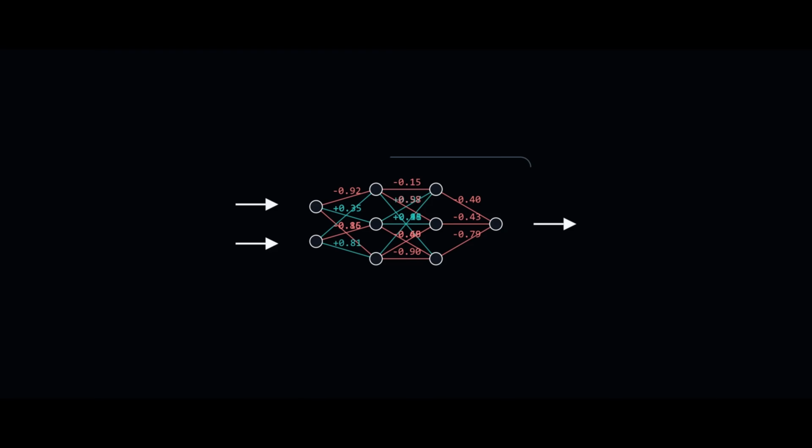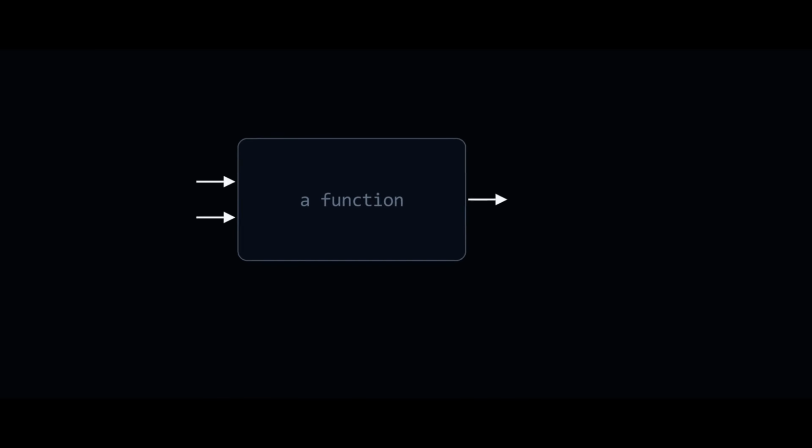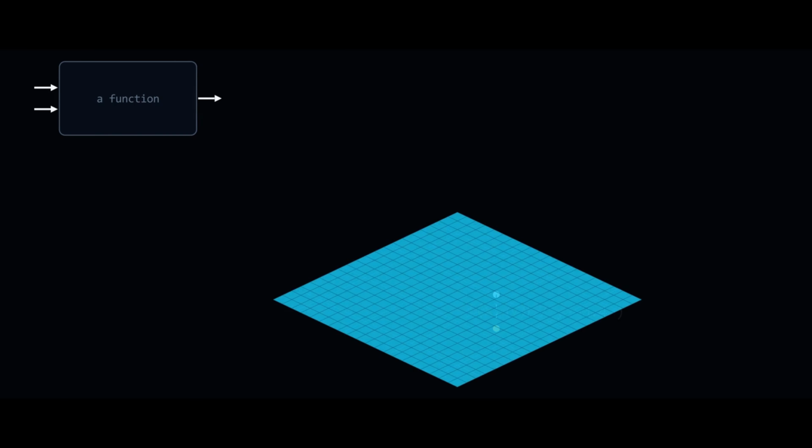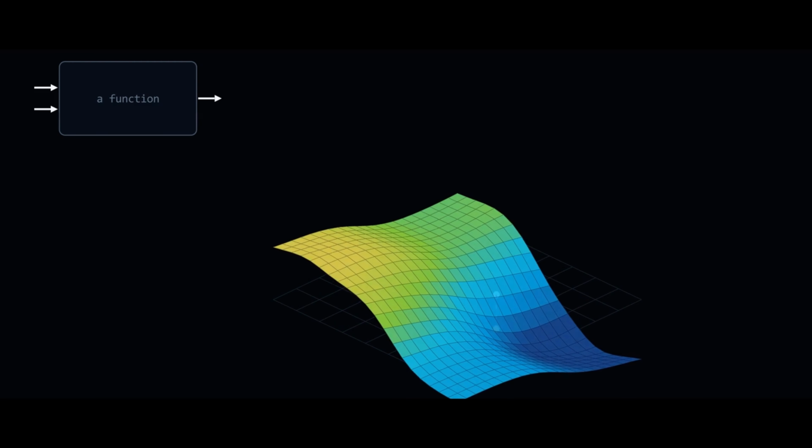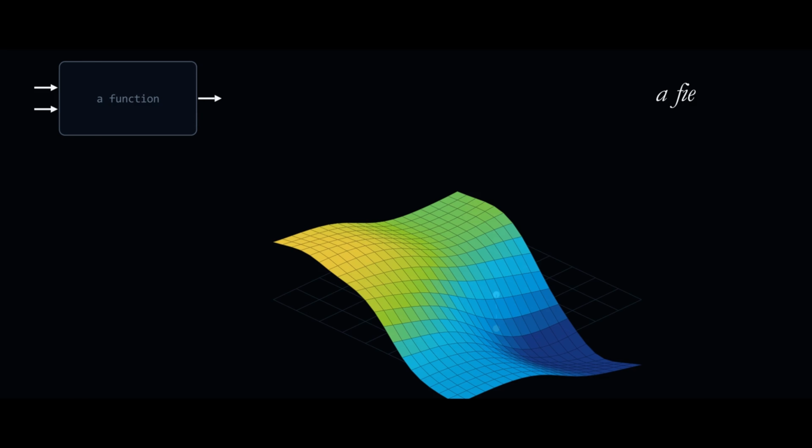Forget everything about brains for a minute. Here's a small network. 2 numbers in, 1 number out. That's all it is. A function. So call the 2 numbers coordinates, a point on a plane, and the 1 number out we draw as a height above that point. Do that for every point, and the network stops being a diagram. It becomes a landscape, a surface.